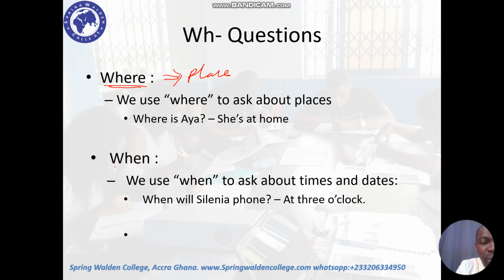When we use this one, when, it means we want to know the time or the dates of an activity. So we use when to ask about times and dates. Example, when will Selena phone? When will she phone? At 3 o'clock. When are you traveling? A date. So for dates and time we use when.